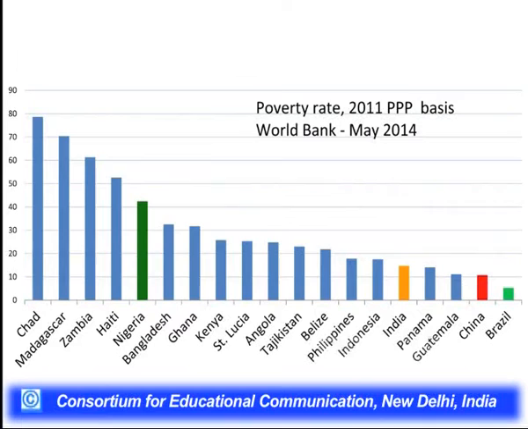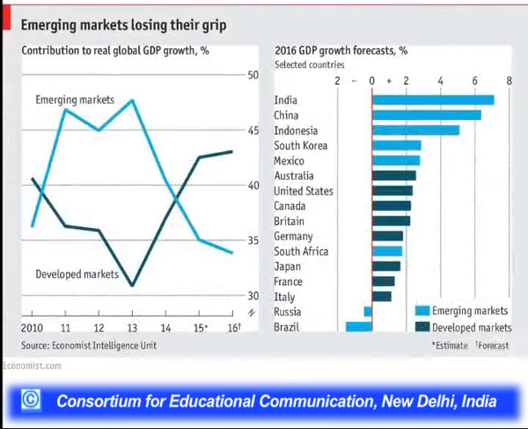Now you can see through this diagram, our situation is better than Chad, Madagascar, Zambia, Haiti, Nigeria, Bangladesh, Ghana, Kenya, particularly considering the poverty rate. But our situation is worse than China or Brazil. These two are the important BRIC nations. I would like to put before you here two important diagrams.